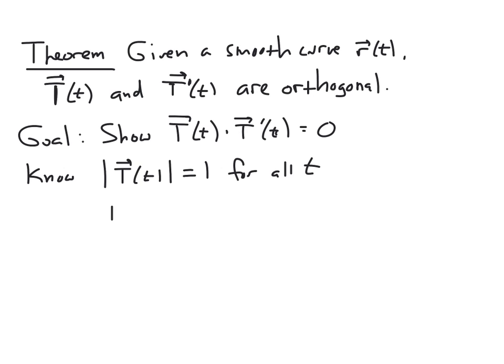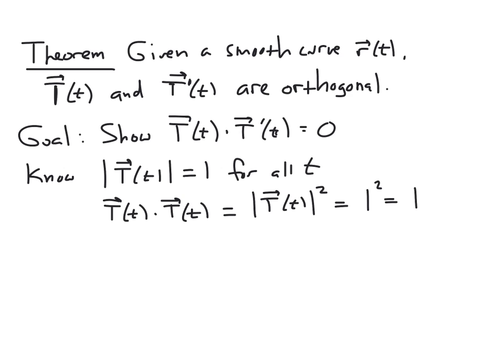And in particular, that tells us that if I take the dot product of T with itself, we know in general this is always the magnitude of that vector squared. And that would mean this is equal to 1 squared, or 1. So T dot T is equal to 1. Now, we actually saw an example like this, pretty similar, when we talked about the dot product in previous videos. So what we're going to do here is compute the derivative of T dot T in two different ways.